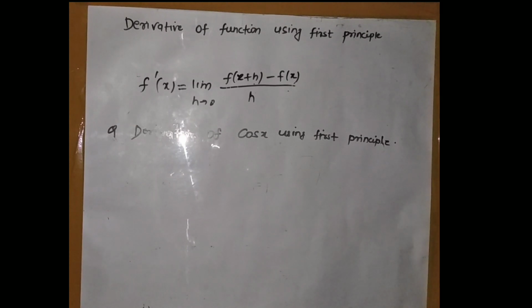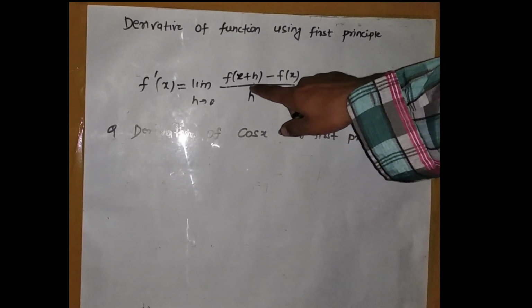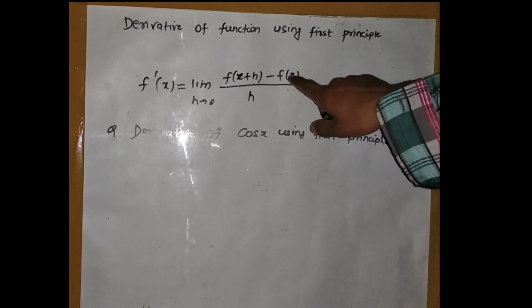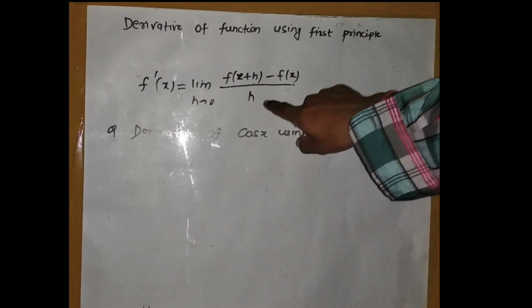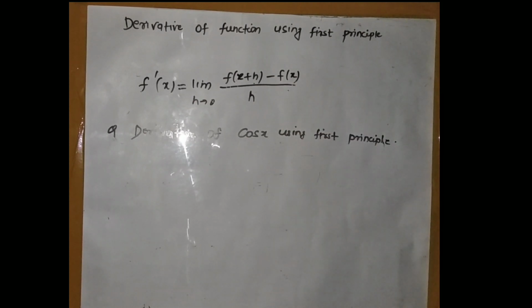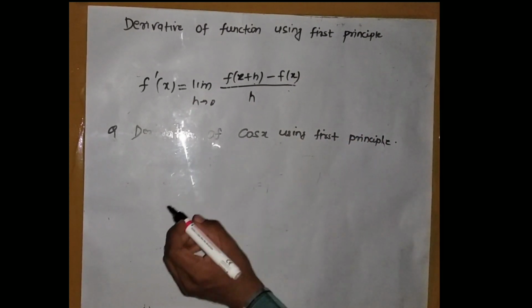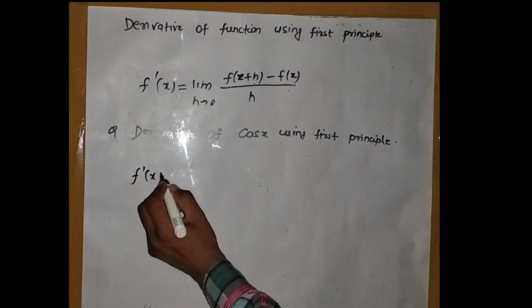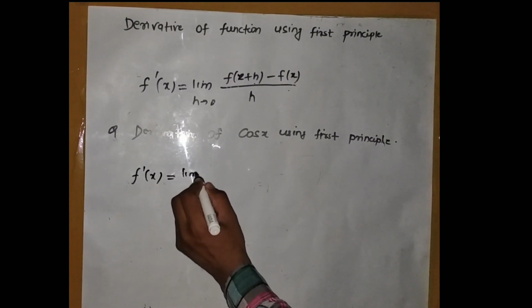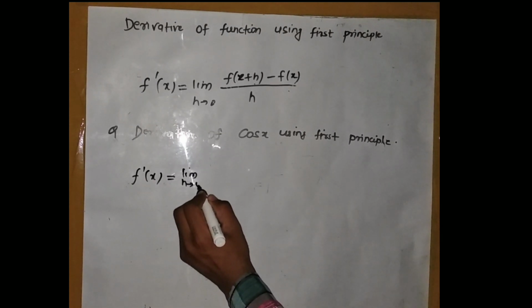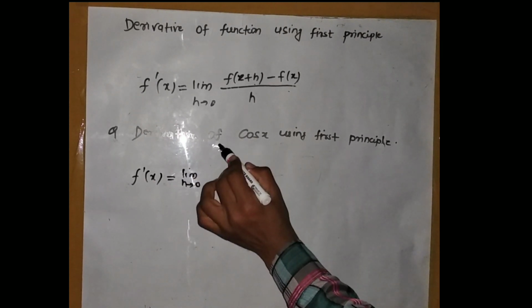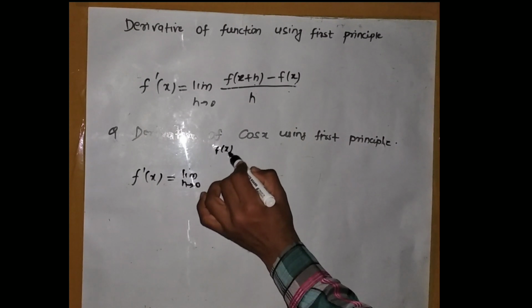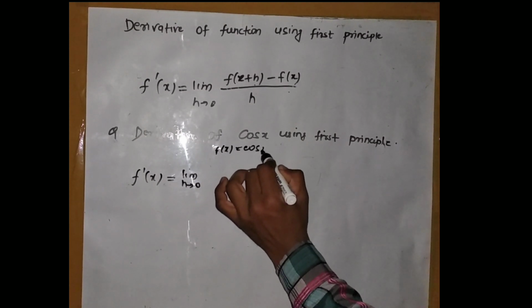So the concept that we use to find derivative is f dash x equal to limit h tends to 0 f of x plus h minus f of x by h. This is the concept that we use to find derivative of cos x. So f dash x equal to limit h tends to 0. Here f x is cos x.